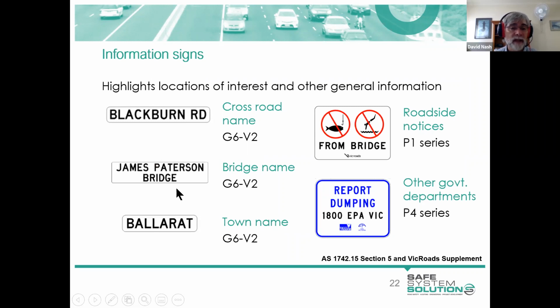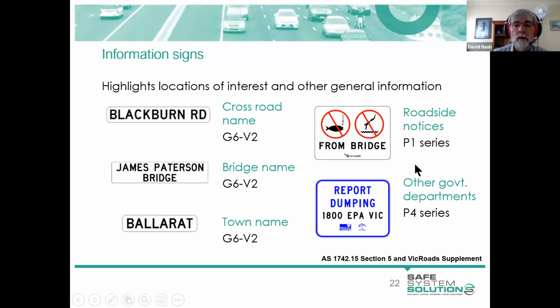So if a bridge actually has a name named after somebody, again, that's simple black on white. Town names can be simply black on white, although there's a whole variety of those that local government put up to welcome people to their particular town or city.